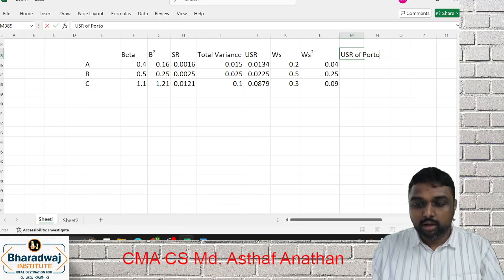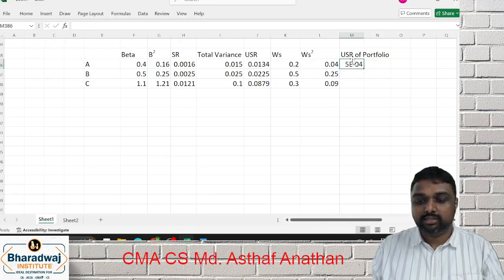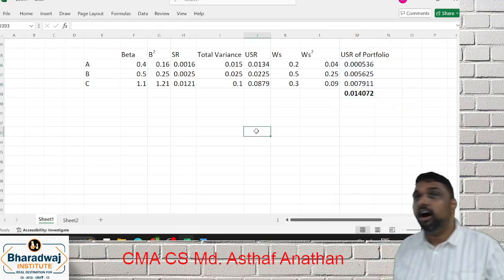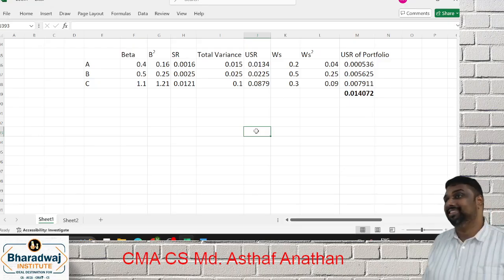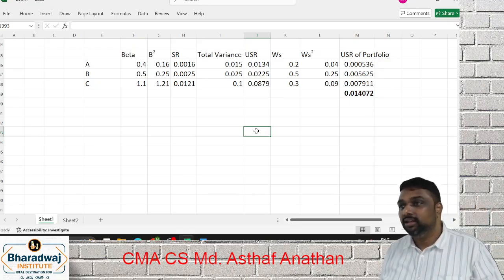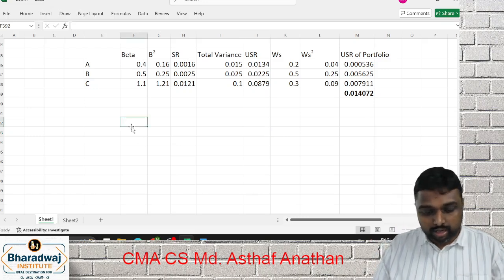Now you can go for unsystematic risk of a portfolio. What is the unsystematic risk of the portfolio? Weight square into unsystematic risk. If you take that, this is your unsystematic risk of the portfolio. Very good question. Unsystematic risk under the variance method. Okay.